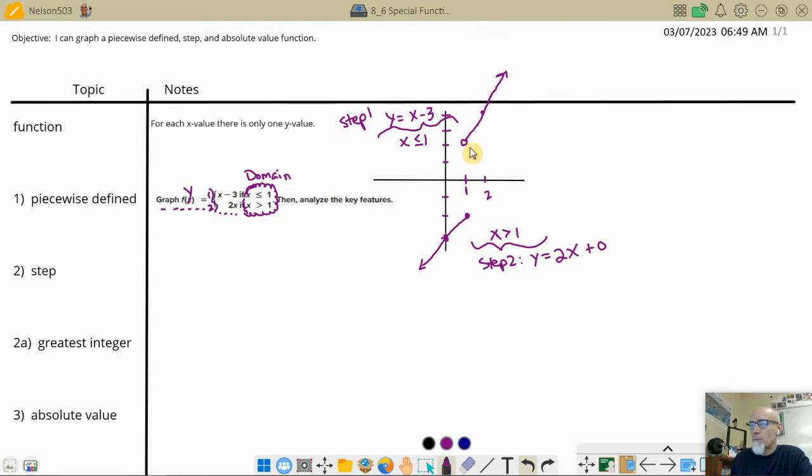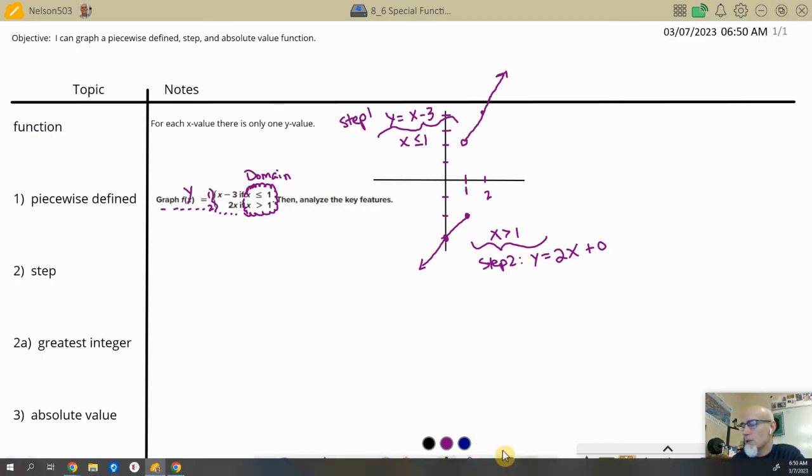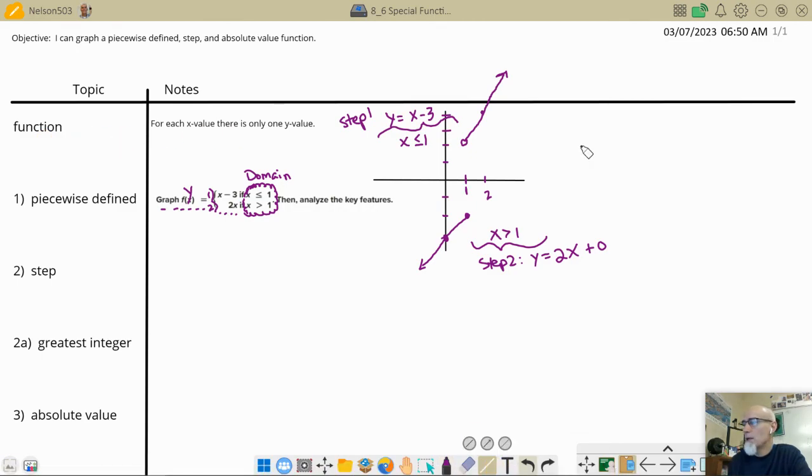Now we're only graphing part of the line because it's only defined a certain way. The function is only defined a certain way over a certain portion of the domain. So let me go to Desmos in just a second after I talk about this idea. So what in the heck is a function again? A function is, for each x value, there's only one y value. And we test that with what they call a vertical line test.